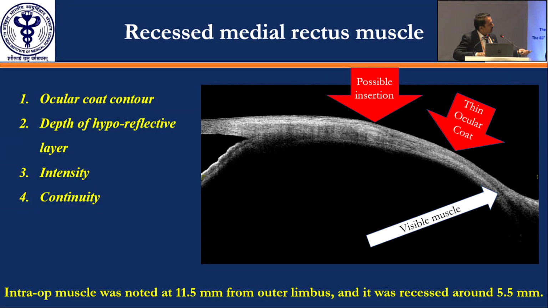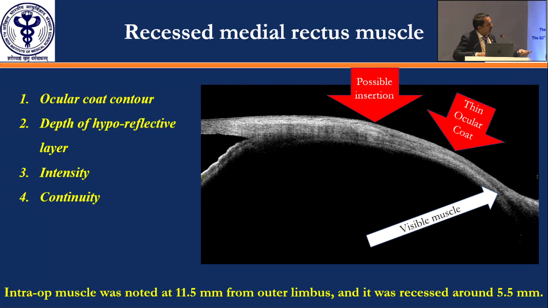If you see the ocular coat contour, it is not smooth. There is a normal contour here, then suddenly it becomes thin here, which means the muscle is missing. Hyperreflective layer: I won't see any muscle hyperreflective layer here, it starts from here. Intensity, again, is at the initial portion. Continuity: I am seeing it continuous from here.